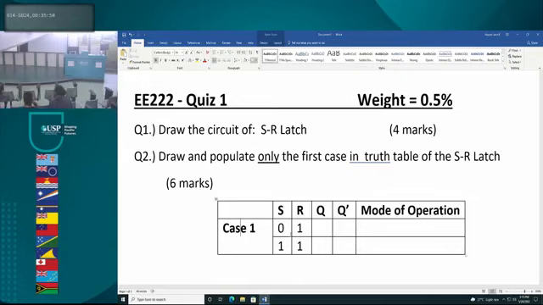So guys, if you're confused about what the mode of operation is, you've got to say one of the four following options: set, reset, hold, or sometimes instead of the word hold they say memory, or commit to memory, and then the last one is invalid or not used.